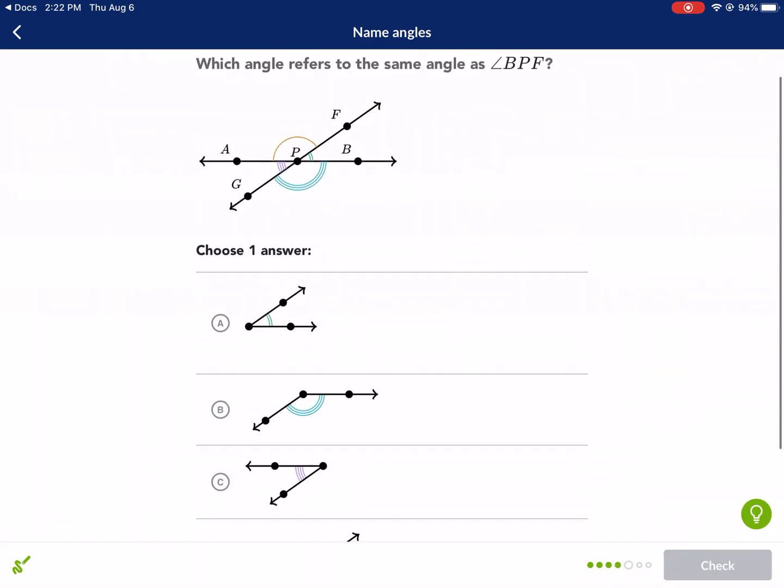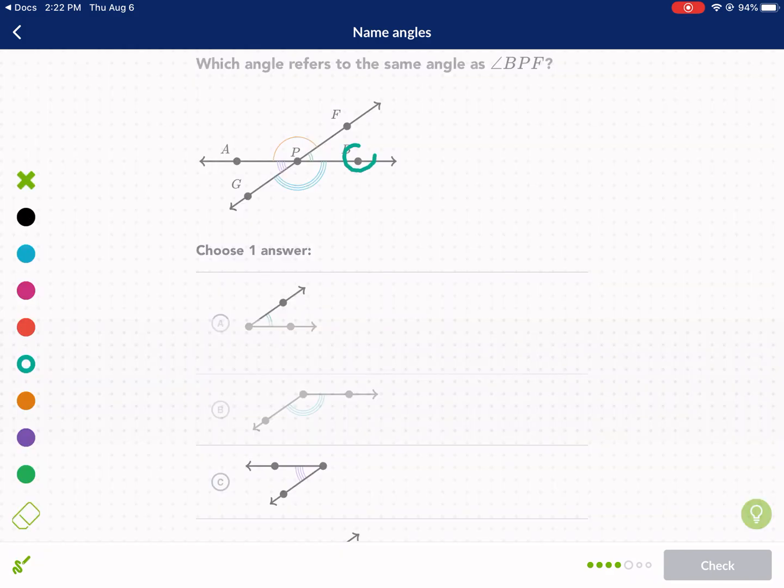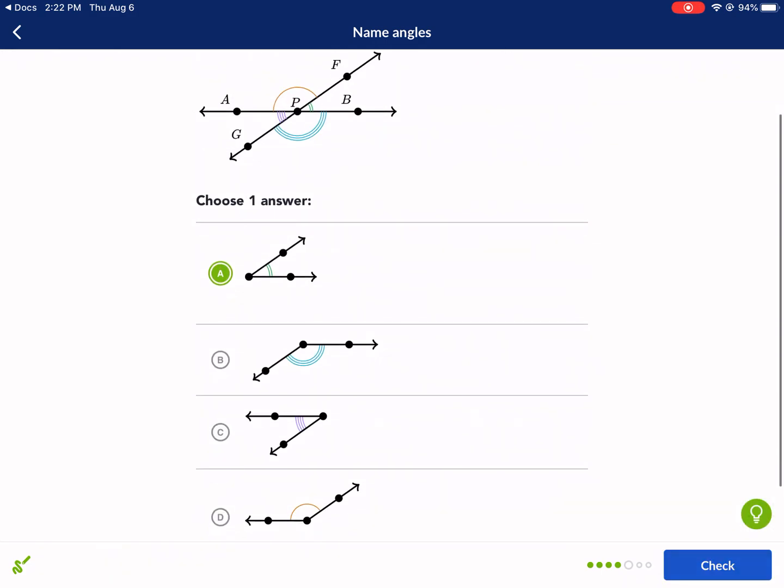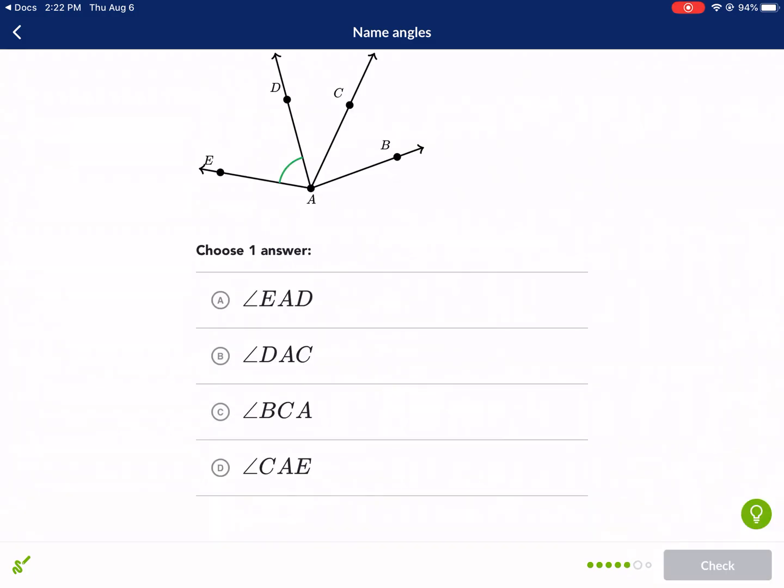What angle refers to the same angle as BPF? Okay, let's go a little bit quicker. BPF. It's this little green one right there. Check it. Next question.